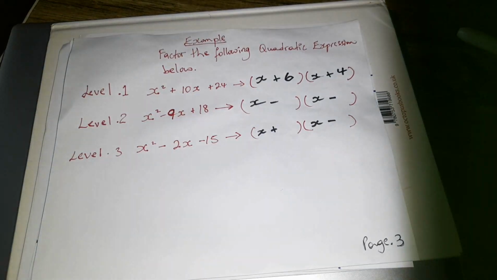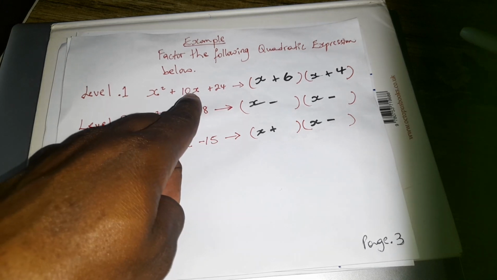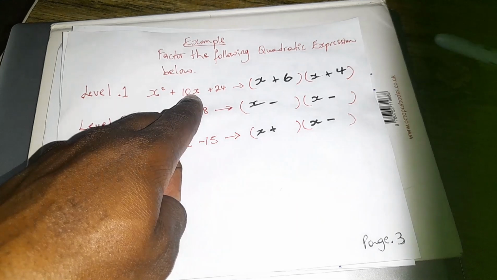So this is where knowing the timetable is very important. So ensure that you are practicing your timetable throughout the week, at least 1 week. Every day you can practice one of them. The two numbers that you multiply to give you 24, but when you add the two numbers, you get 10. That is 6 and 4.